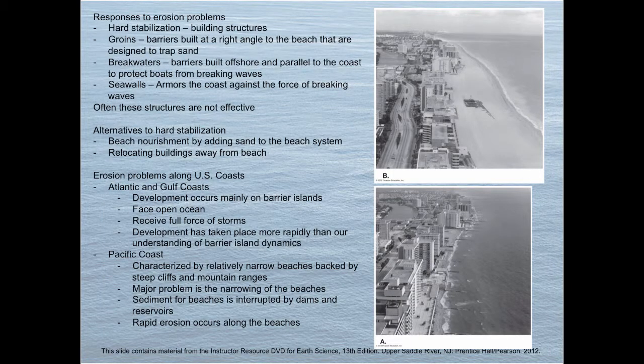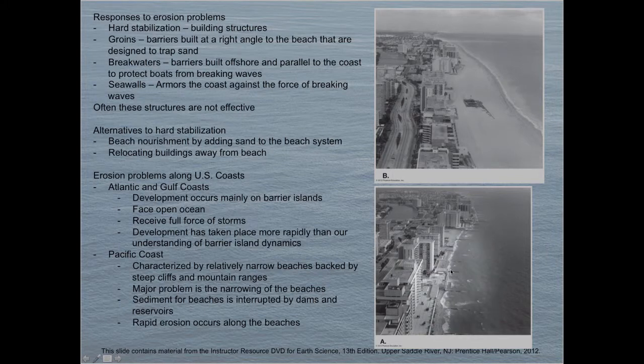Now, how do humans respond? How do we deal with these natural erosional problems that occur along coasts? There's two ways. One is called hard stabilization, and the other is alternatives to hard stabilization. So hard stabilization is building structures to stop, or at least to try to slow down, coastal erosion processes. Groins are barriers built at a right angle to the beach. They're designed to trap sand. You can see down here on this bottom picture, these things sticking out in the water are actually called groins.